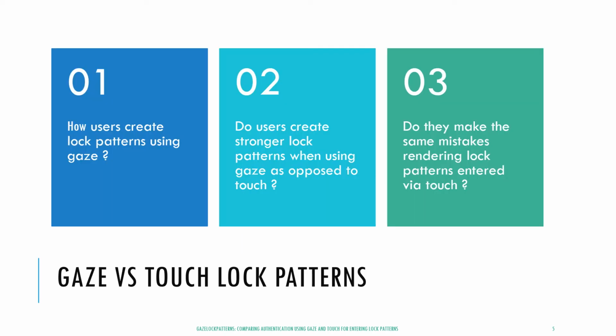Although gaze was employed for password entry and showed promising results for entering graphical passwords, there's a gap in understanding how users create lock patterns using gaze. For example, do users create stronger lock patterns when using gaze than touch, or do they make the same mistakes done via touch lock patterns, making them more vulnerable? For example, the majority of users create touch lock patterns starting on the top left corner, making them more predictable. This knowledge is important to understand whether adapting lock patterns for gaze authentication is a meaningful approach or not.